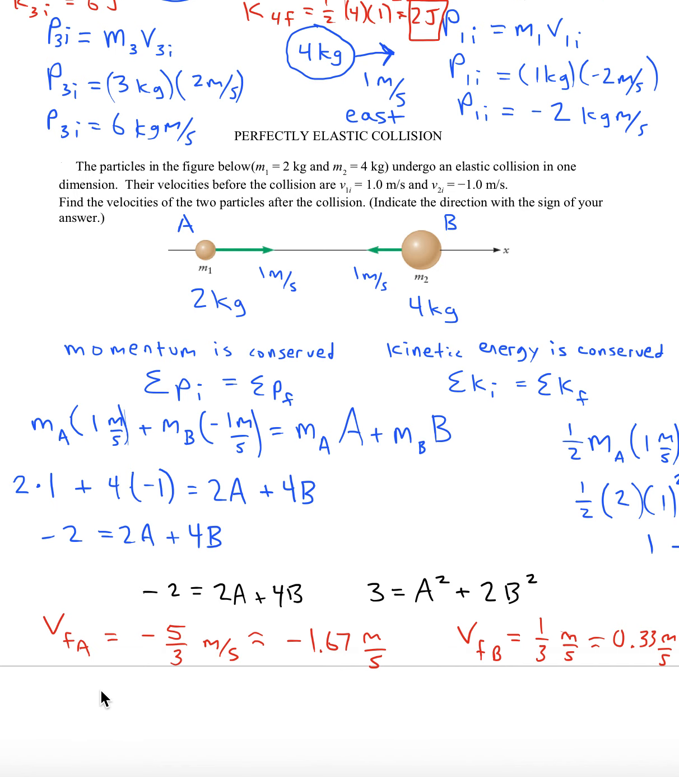So after the collision, the small ball will have rebounded with a higher speed than it came in at. And the large ball will rebound also, but at a slow speed. So in this collision, both momentum and kinetic energy are conserved.